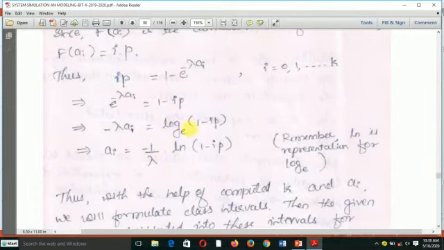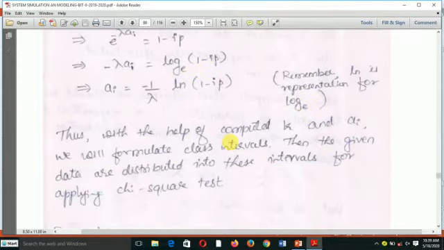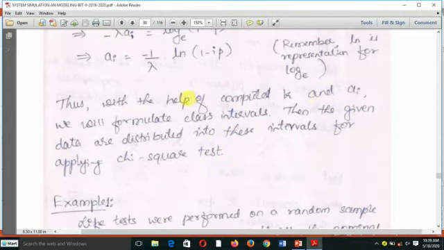Log e is represented by ln, or logarithm, it is the same, no problem here, because ln is the representation for log e. So this formula and this one are the same. Thus, with the help of k and ai, we will formulate the class interval. Then the given data are distributed to this interval for applying the chi-square test.